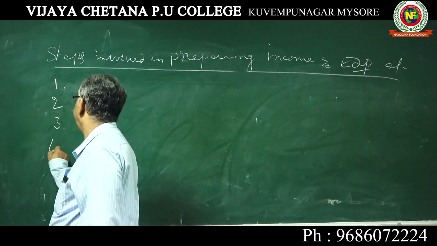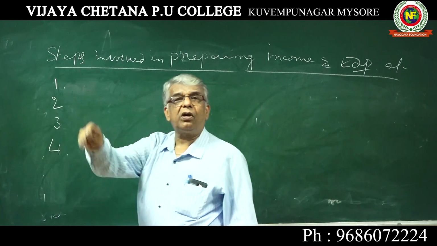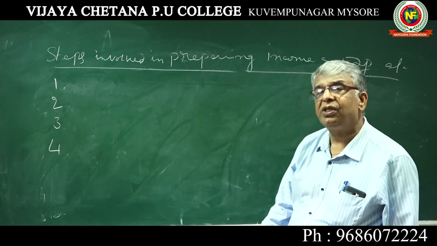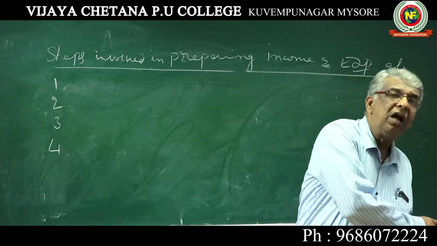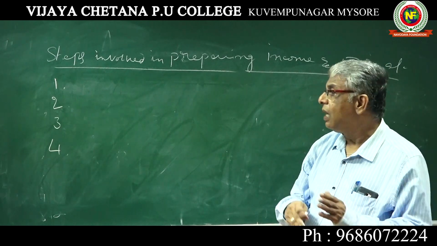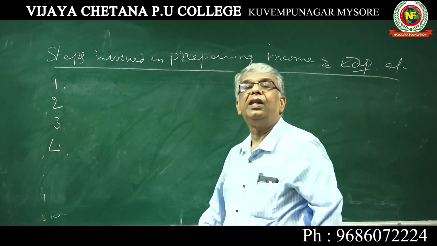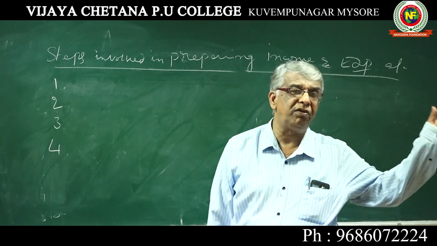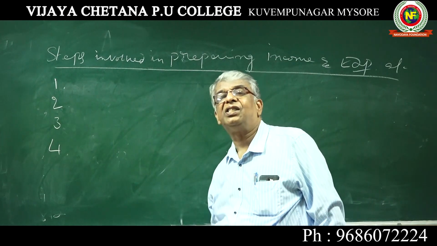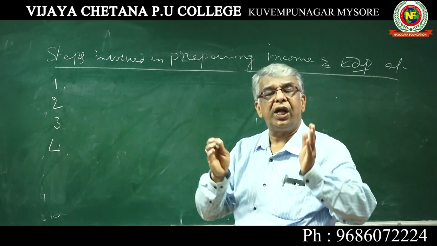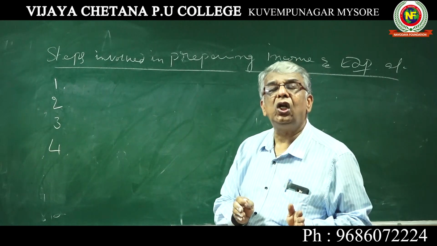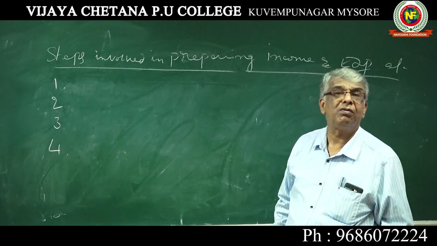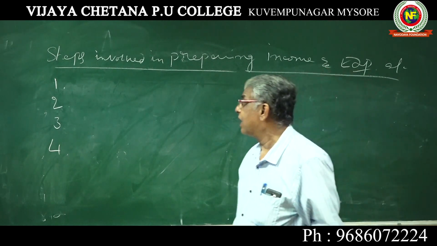Next one is, this receipts and payments account contains the items which relate to the previous year, items which relate to the current year, and the items which relate to the next year. But we don't want the items which relate to the previous year or the next year. We are supposed to take into account only the items which relate to the current year.